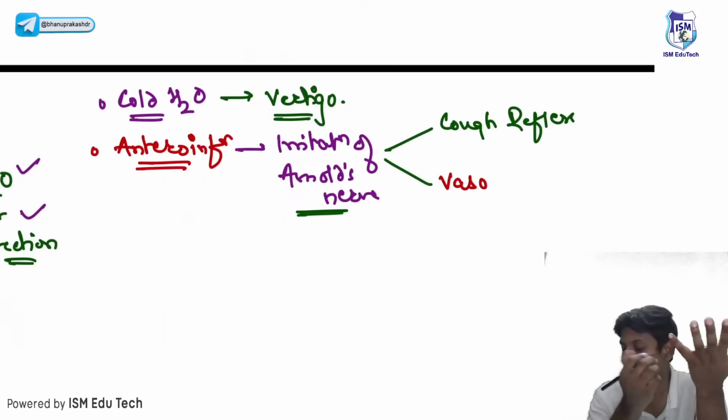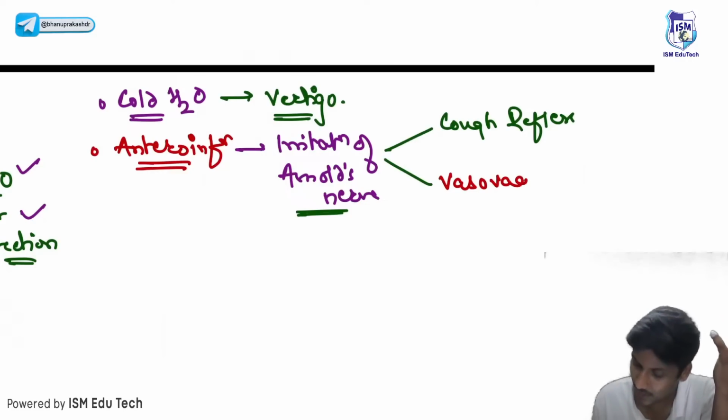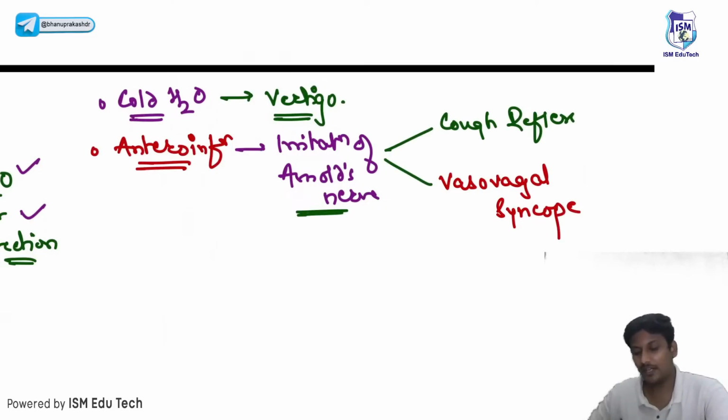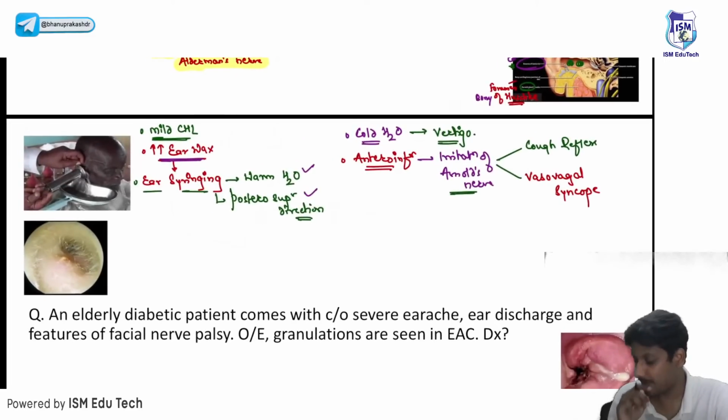The blood pressure will suddenly drop and the patient will suffer a syncopal attack. The patient will fall down. That is what is known as a vasovagal syncope. So if you perform it in an anteroinferior direction, irritation of Arnold's nerve will cause cough reflex and vasovagal syncope. Just give rest to the patient if this happens after syringing.